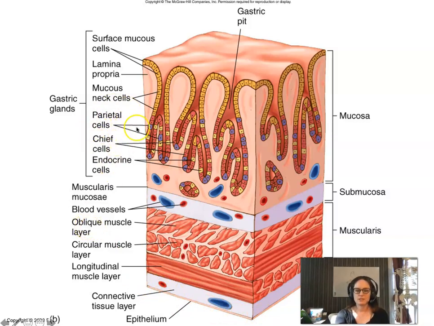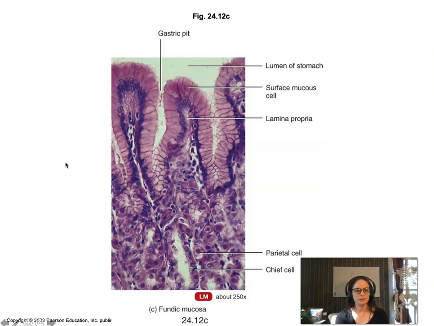Now let's look at what these cells are doing. Parietal cells and chief cells in particular, but we do have to look at endocrine cells as well. Here's that histology. So you may remember this.